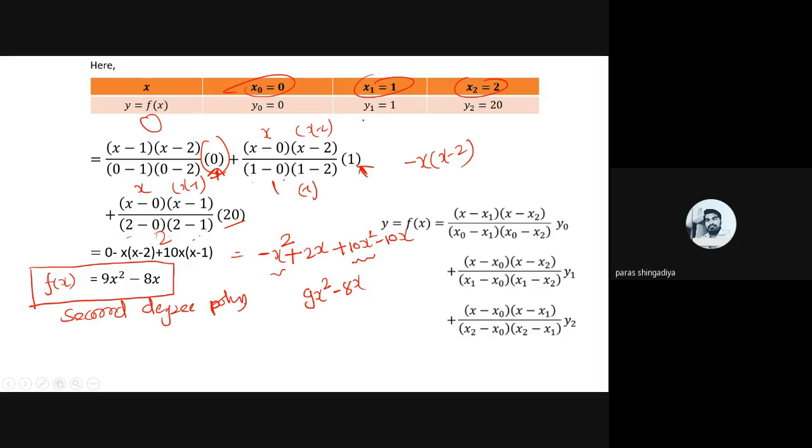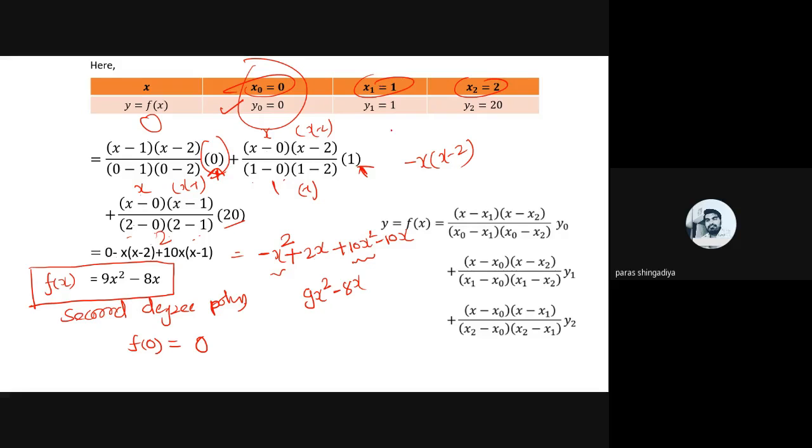Can we get 0, 1 and 20 or not? Okay, so replace a 0 in place of x, means find f of 0. So what is the answer of f of 0? That is 0 minus 0. 9 of 0 square minus 8 into 0 is equal to 0. So it is verified, that is y is also 0 here, in the first interval.